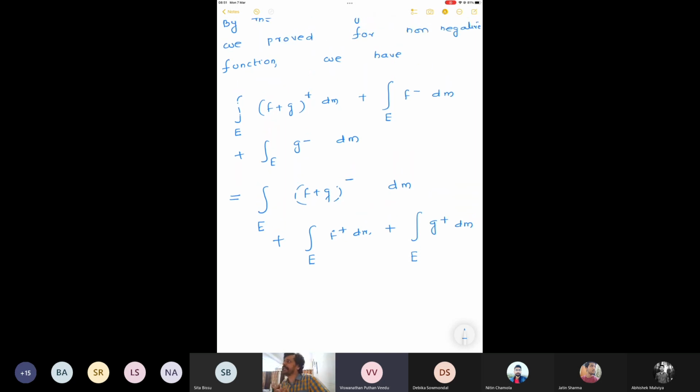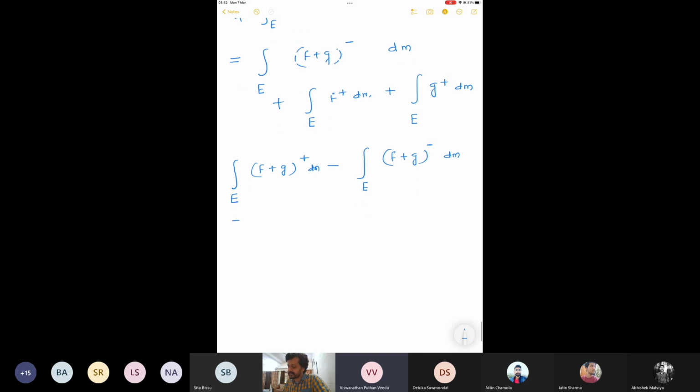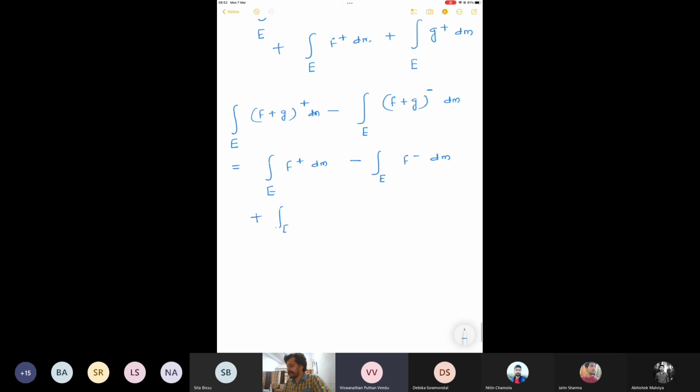Now we know all these things are integrable, no? So you can transpose to the other side and so on. So the integral over E of (f plus g)plus minus the integral over E of (f plus g)minus dm. There is no issue of infinity minus infinity. Equal to the integral over E of f plus dm minus the integral over E of f minus dm plus the integral over E of g plus dm minus the integral over E of g minus dm.